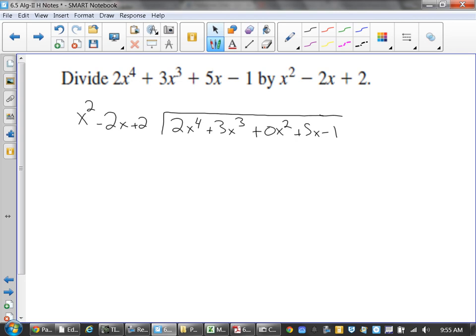First question you're going to ask, how do you turn an x squared into a 2x to the 4th? 2x squared. So which one of these am I going to put it over? X squared. Very good. I'm going to put it over the 0x squared. So I have a 2x squared here. Distribute the 2x squared to the trinomial on the outside. You get 2x to the 4th minus 4x cubed plus 4x squared. We're okay with that?